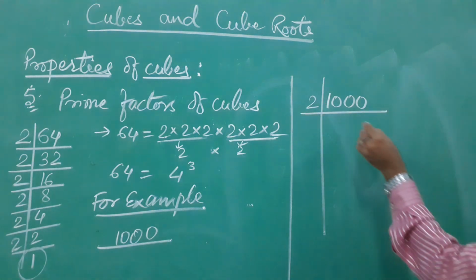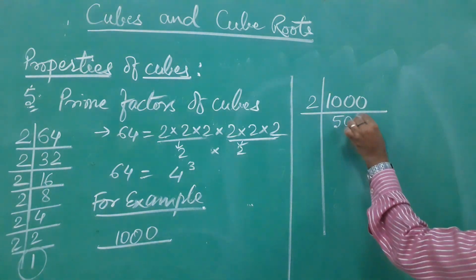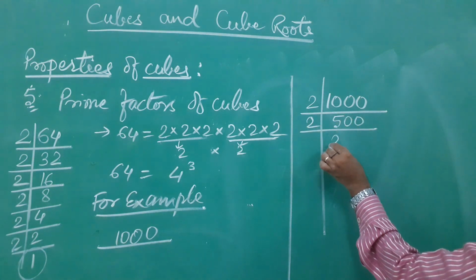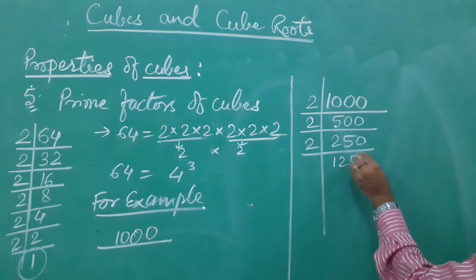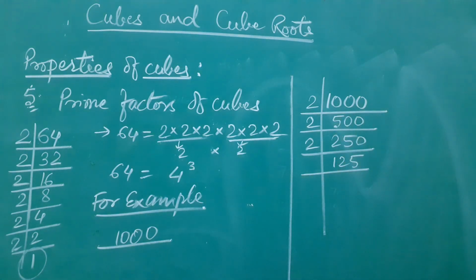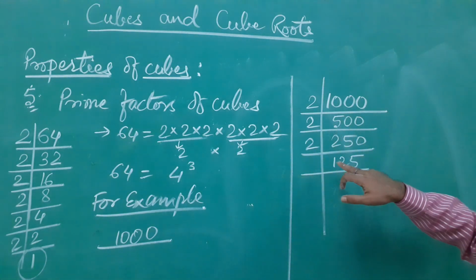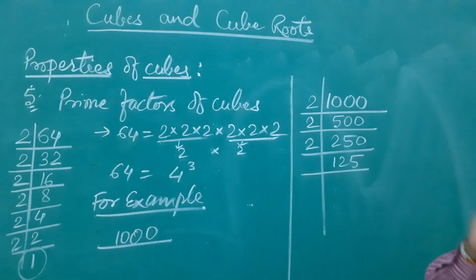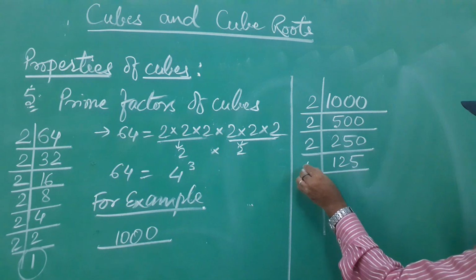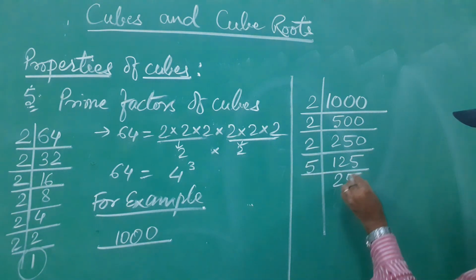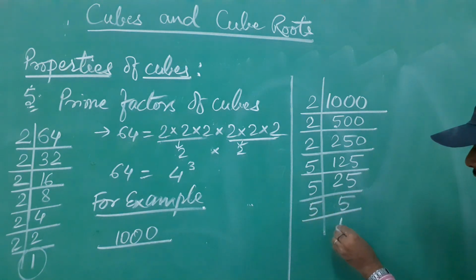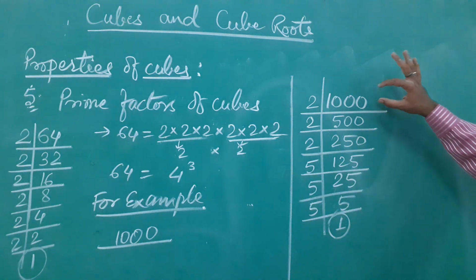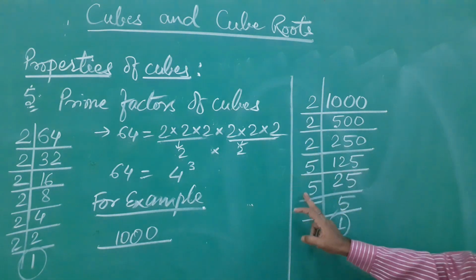Divide by 2, 500 times, again by 2, 250 times, by 2, 125 times. Now it is not possible with 2. After 2, which prime number do we have? 3. Check whether it is divisible by 3 or not. No, it is divisible by 5, giving 25, and then again by 5, and finally 5 divided by 5 is 1. So we reached 1. So in 1000, look here, 2 appears 3 times and 5 also 3 times.